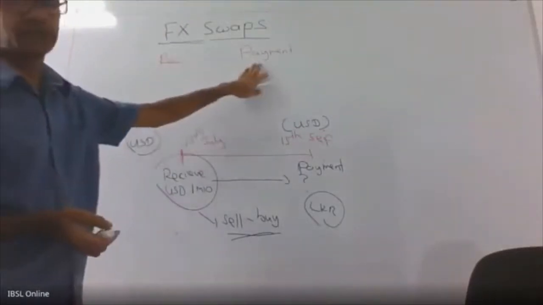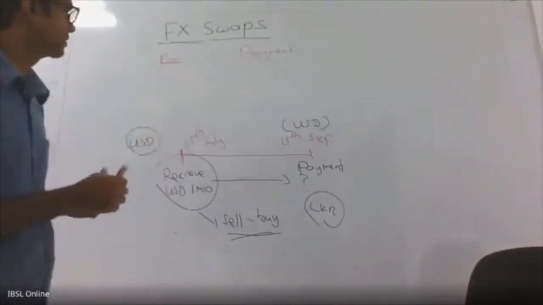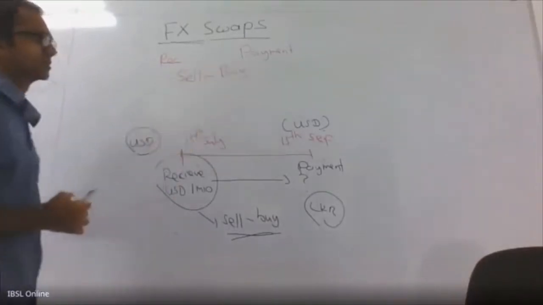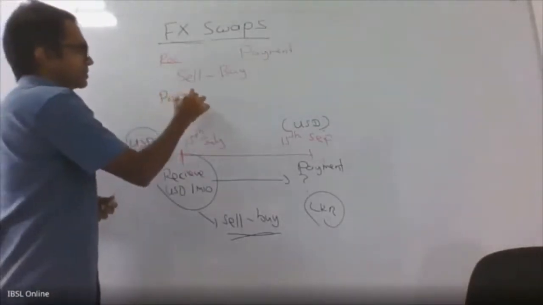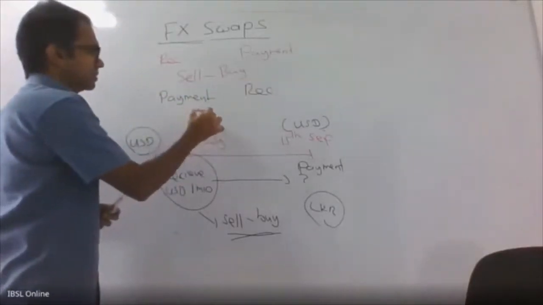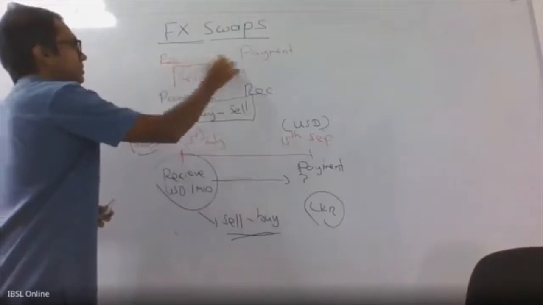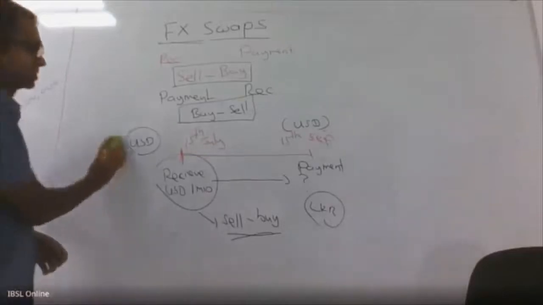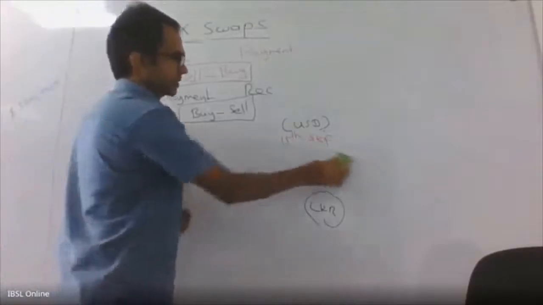If it is a receipt and payment, receipt in the near leg, payment in the far leg, what do you do? You do a sell-buy transaction. If it is a payment and receipt, then you do a buy-sell transaction. That's how you can use FX swaps to bridge your cash flow mismatches in two different currencies.